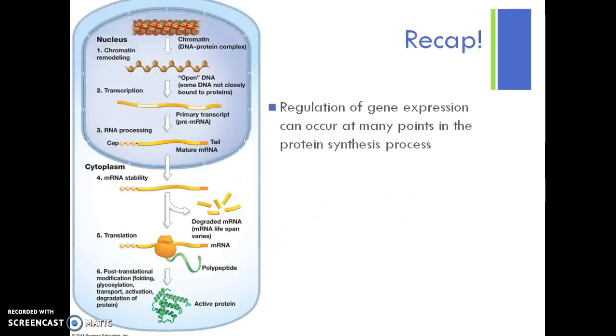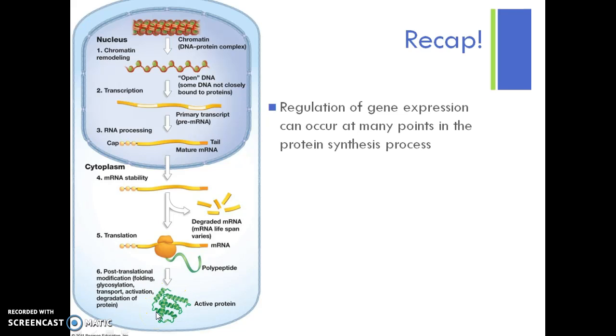So to recap everything that we've talked about, in order to get a functional active protein, there are a lot of things that have to happen beforehand. We have to use our chromatin and open it up to access our genes. We have to transcribe it into our pre-mRNA. We have to process it so it's a mature piece of messenger RNA. That messenger RNA has to be released out into the cytoplasm, attached to the ribosome to create the polypeptide, and then we have to fold it or add things to it or activate it to create that active protein.